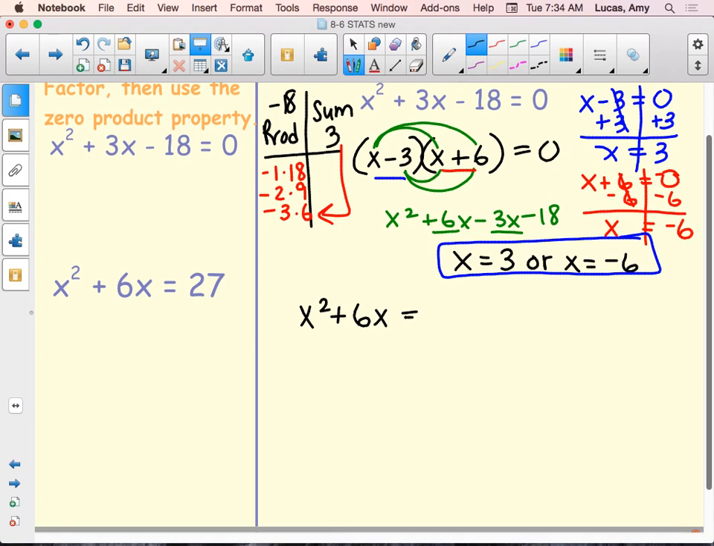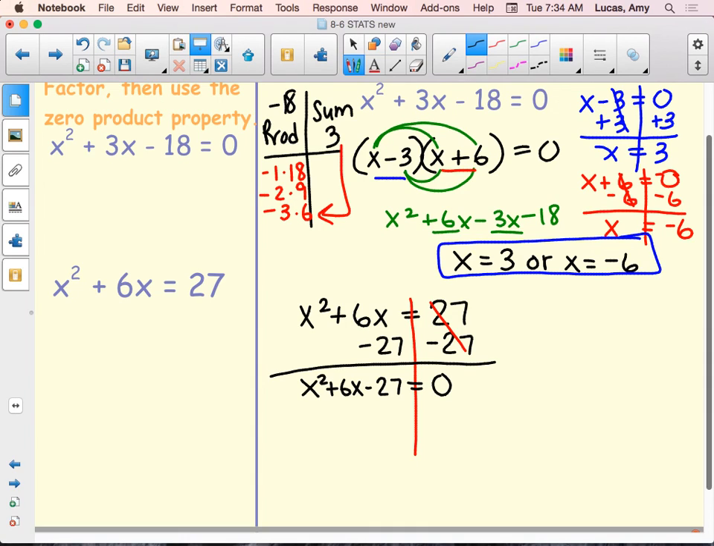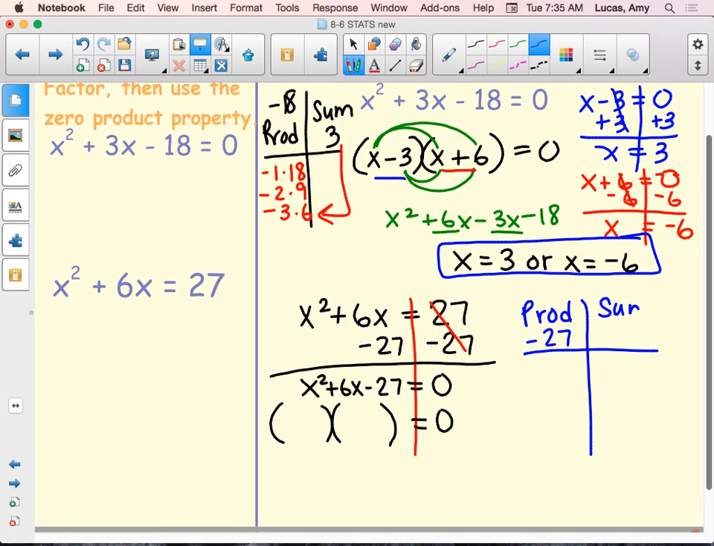Okay, our last one, I need to have 0 on one side of my equation. So in order to do that, I will subtract 27 on both sides. So x squared plus 6x minus 27 equals 0. And then I'll factor this. So I need a product of negative 27 and a sum of 6. So negative 1 times 27, negative 3 times 9, that's the one that works right there. That would give me a sum of 6.